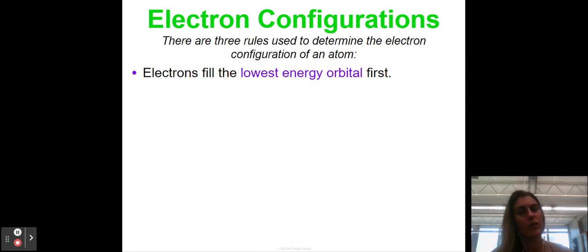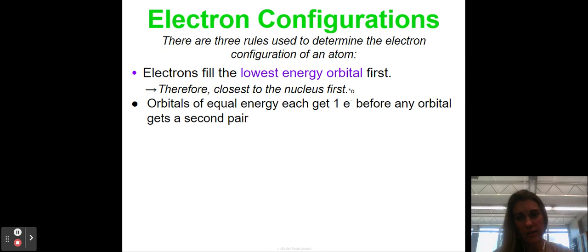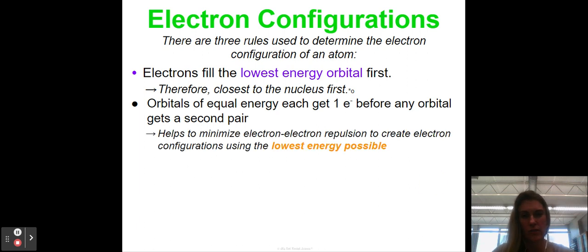Electrons always fill the lowest energy orbital first. That's rule number one. Therefore, it's going to fill closest to the nucleus. And for orbitals of equal energy, you're going to get one electron before any orbital gets a second. So when we do orbital diagrams, we'll draw that, but when we're doing configurations, it's kind of hard to show that. And think about it, if electrons have more spaces to be, they're not going to pair up in the same orbital, which is the same space, because they're going to have a lot of electron-electron repulsion.